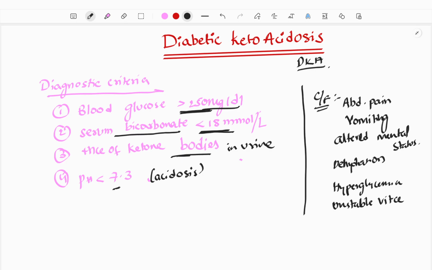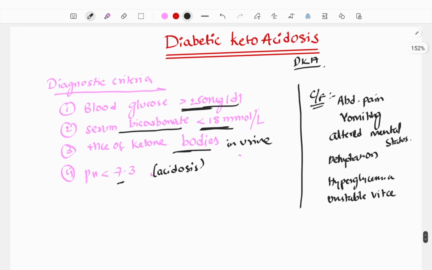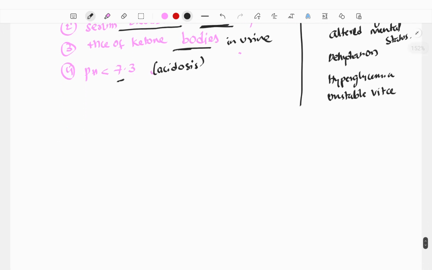Then we need to check for blood glucose level. It will be raised, and if we check the serum bicarb levels, they will be low, and in urine sample we can find the presence of ketone bodies. In ABG we can find acidosis. So how can we manage this case of diabetic ketoacidosis?